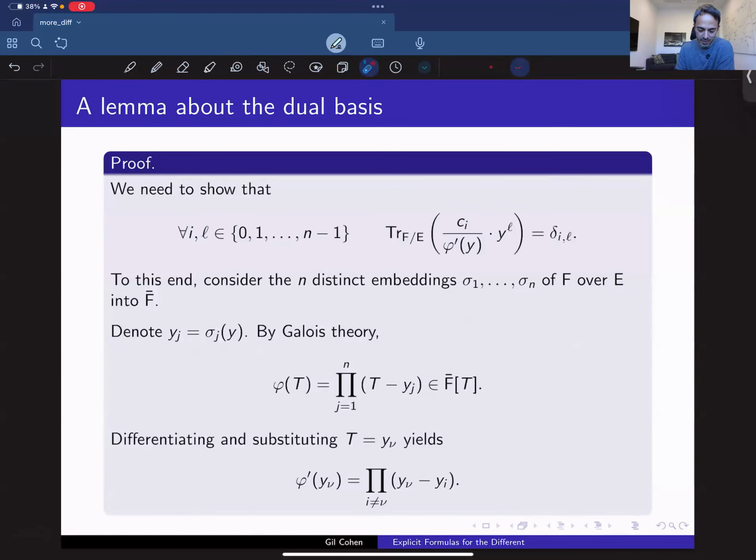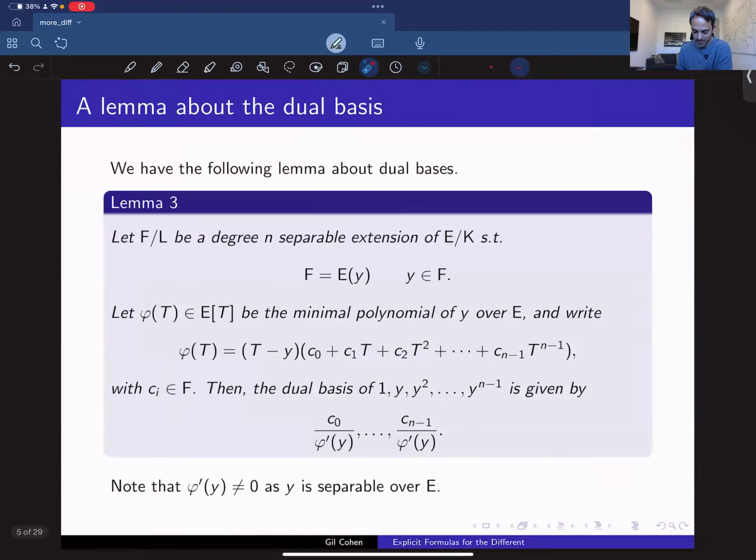Okay, so let's prove the lemma. So what we want to prove is that these form a dual basis for these, right? So that these are the dual basis of that. So we need to take something from here times something from here, trace it, and see that you get 0 or 1, depending on whether they correspond to the same index or not.